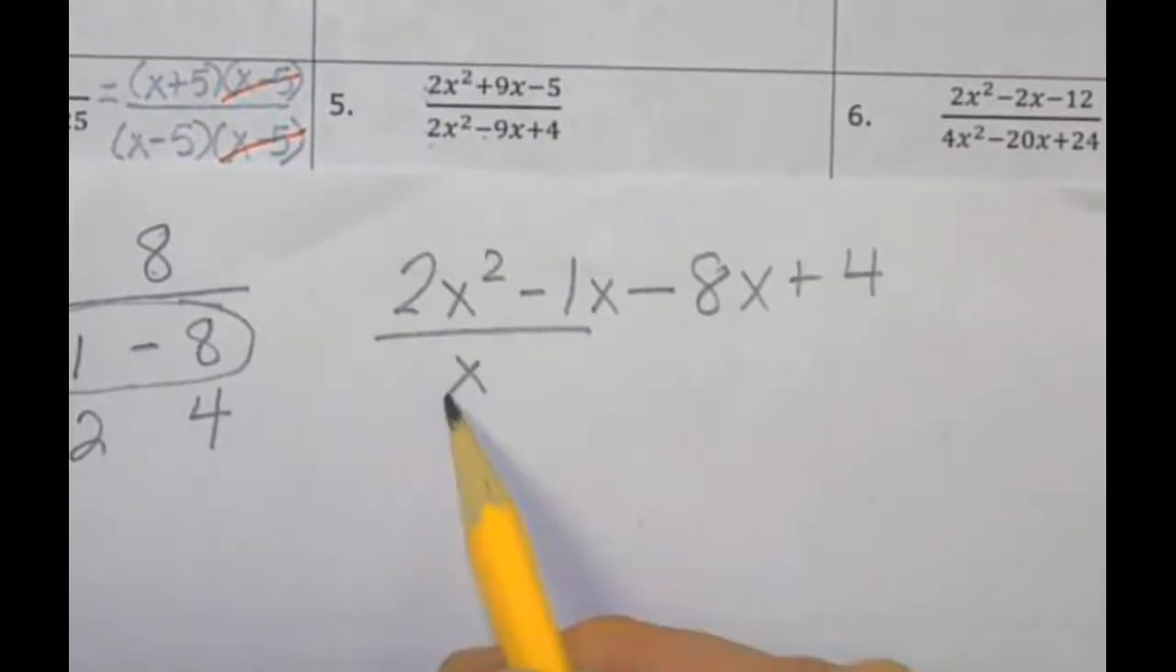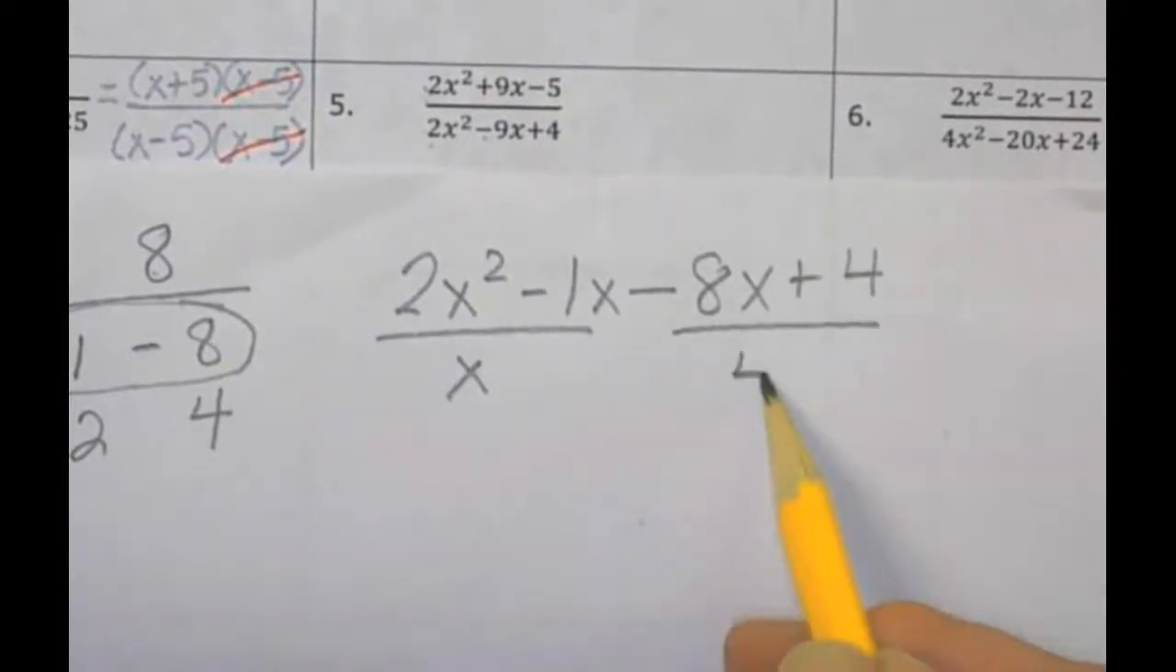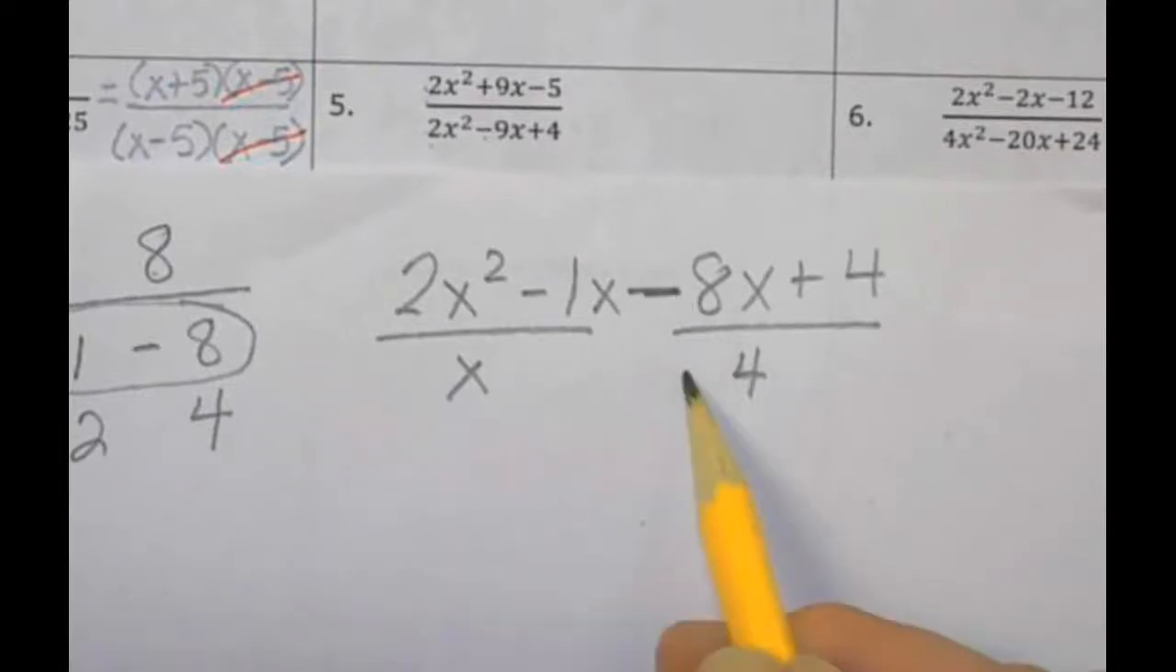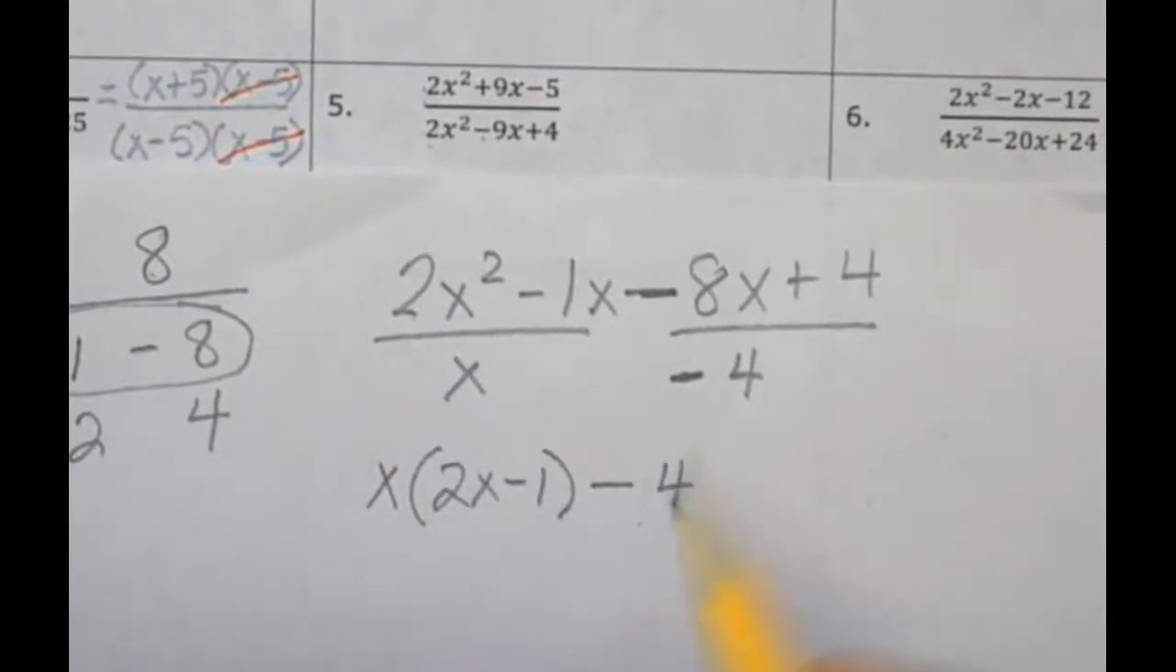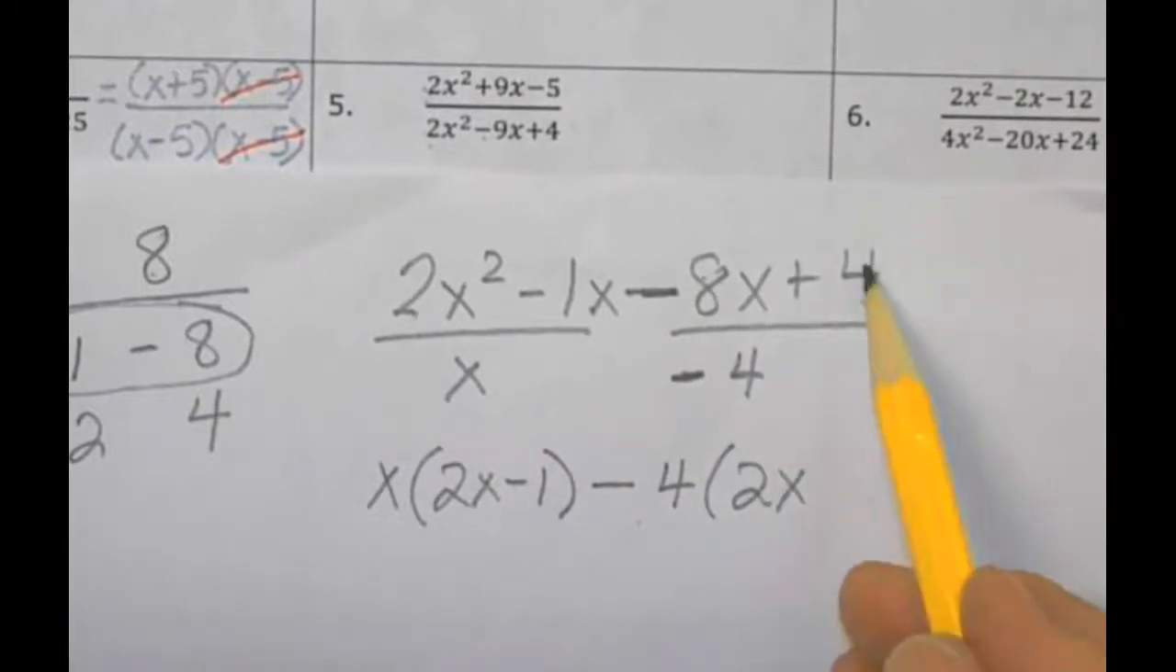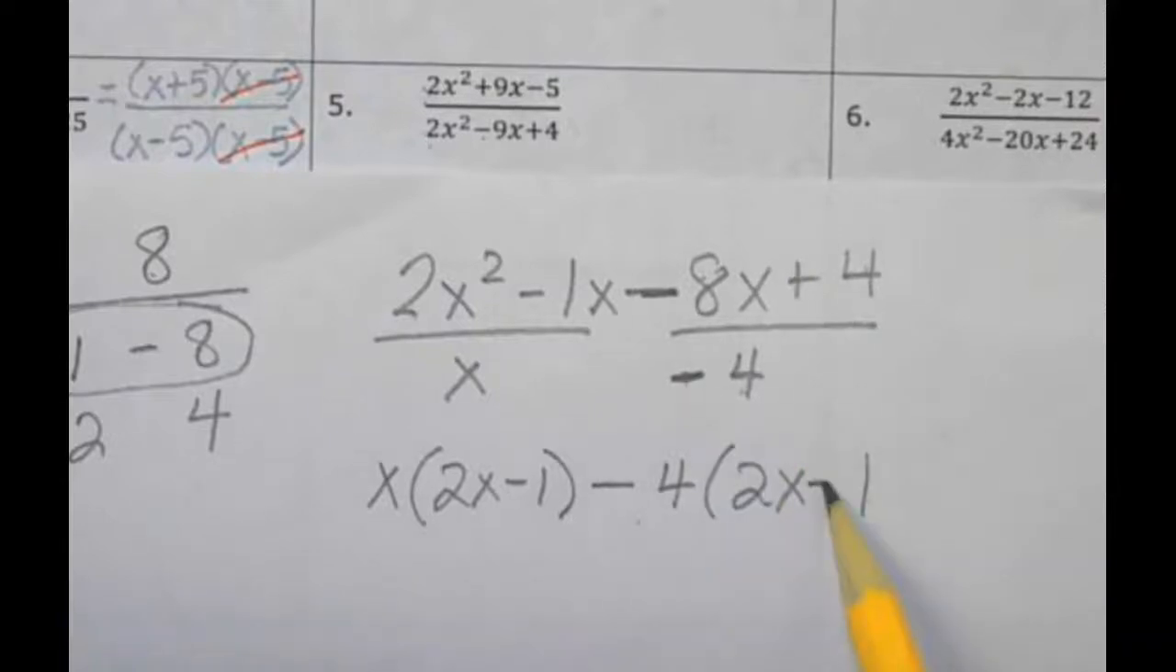This factors out an x. This factors out a 4. If this is negative, I need to factor out a -4. If I take an x out of this, I have 2x left. If I take an x out of that, I have 1. 8 divided by 4 is 2. 4 divided by 4 is 1. Positive divided by a negative is a negative.